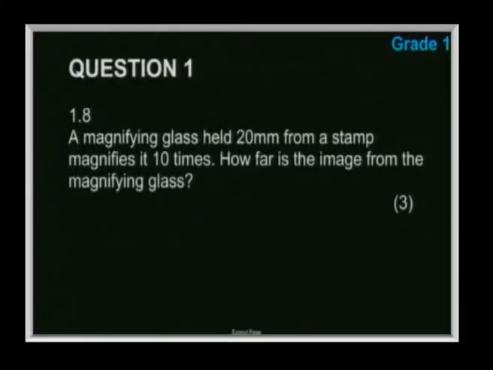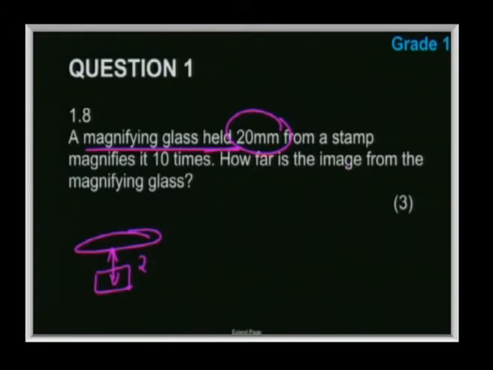Question 1.8 tells us that a magnifying glass is held 20 millimeters from a stamp and it magnifies it 10 times. How far is the image from the magnifying glass? So if this was to be my stamp that I'm looking at, here's my magnifying glass. They tell me that the distance between the magnifying glass and my stamp over here is 20 millimeters.